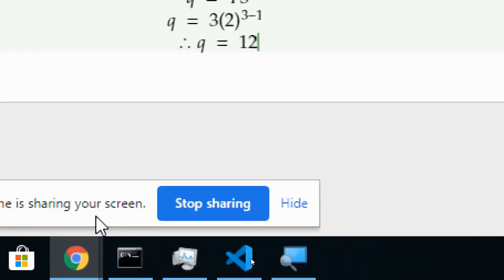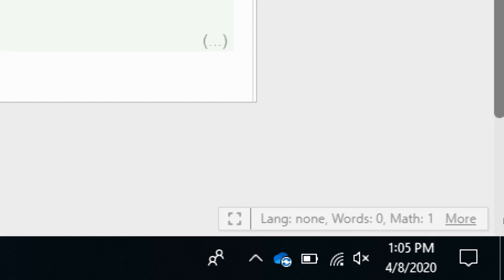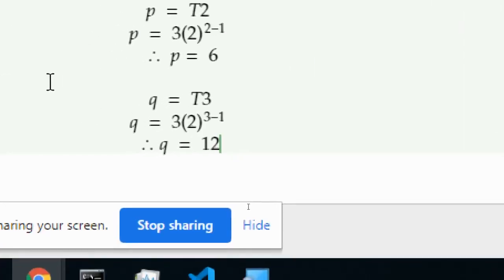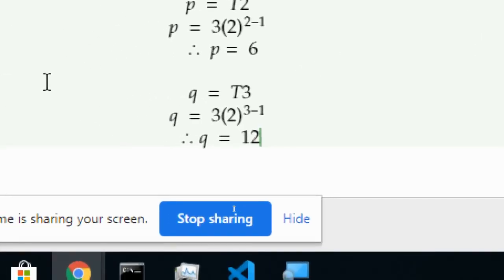Sorry about these, guys. The software I'm using kind of gives me problems. I hope you can see. Hope you definitely can see.